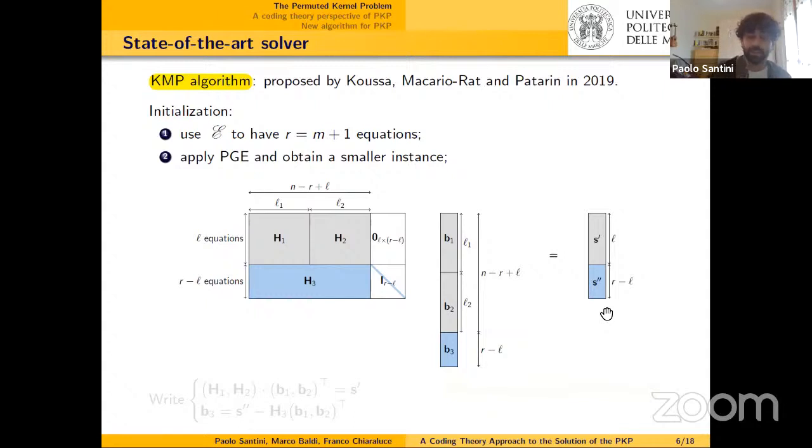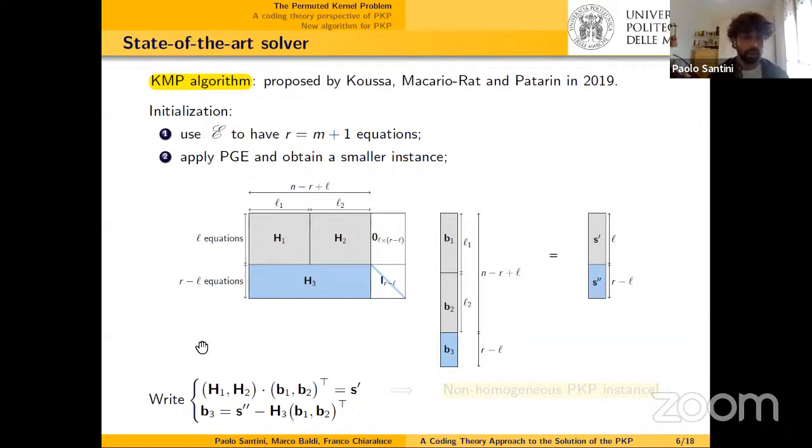In any case, what's important is that using this transformation, we can write this linear system where we have two main equations. The first equation refers to the elements that are highlighted in gray, while the second equation refers to the elements that are highlighted in light blue.